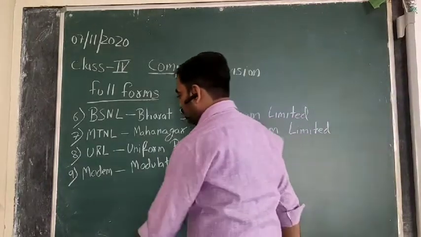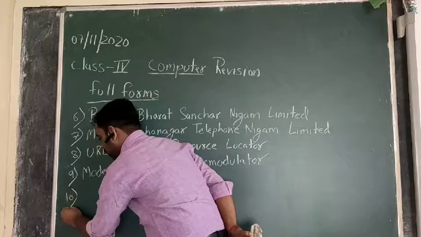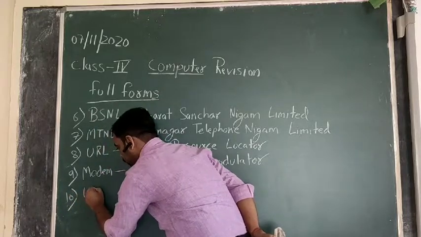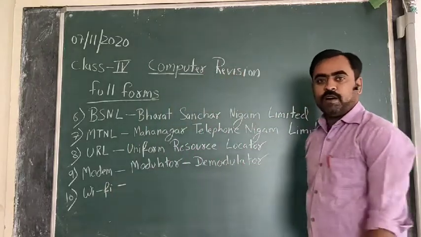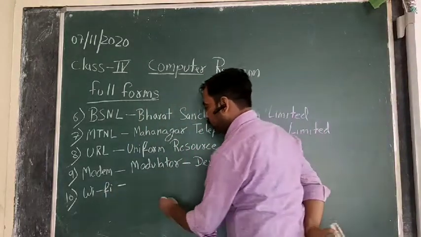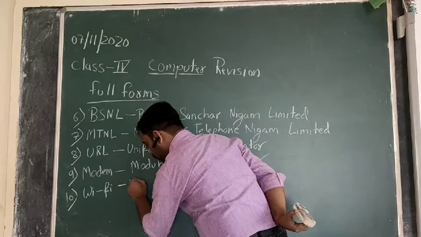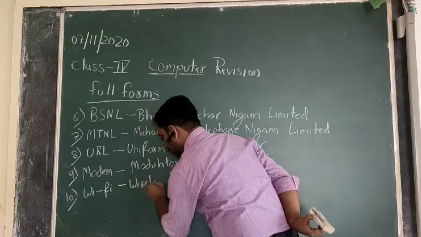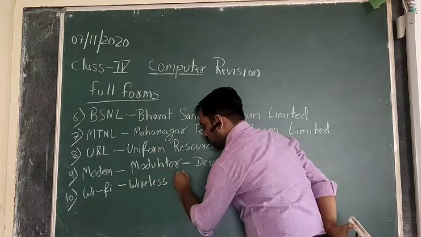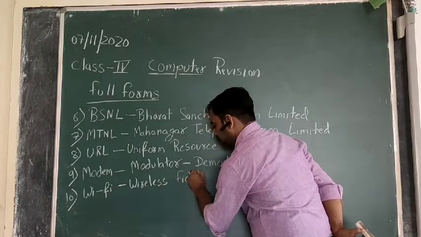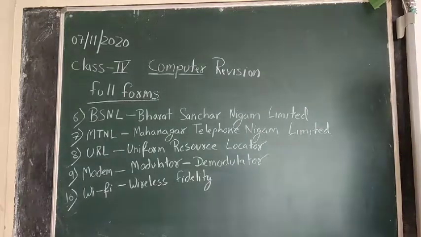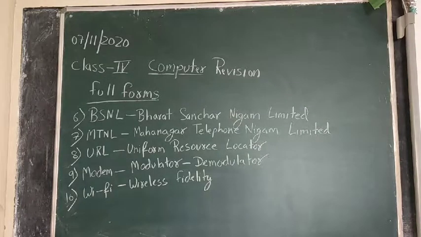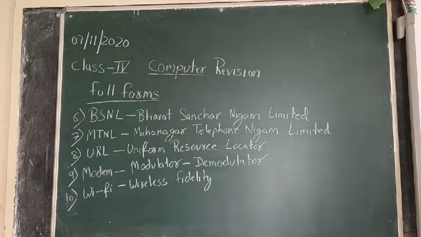Then the next one, the most common word nowadays, is Wi-Fi. What is the full form of Wi-Fi? It is a wireless mode of connection. Its full form is wireless fidelity. Okay, it is a wireless mode of connection to the internet. We do not require any wired connection for this.